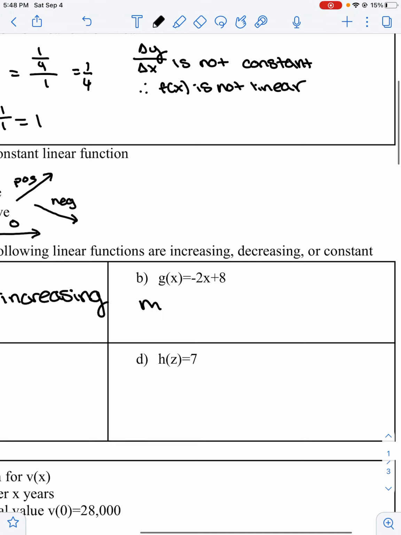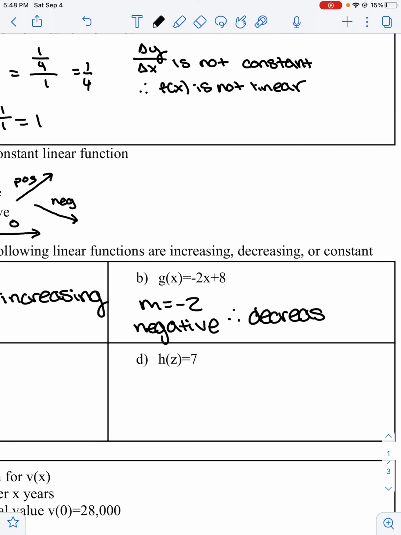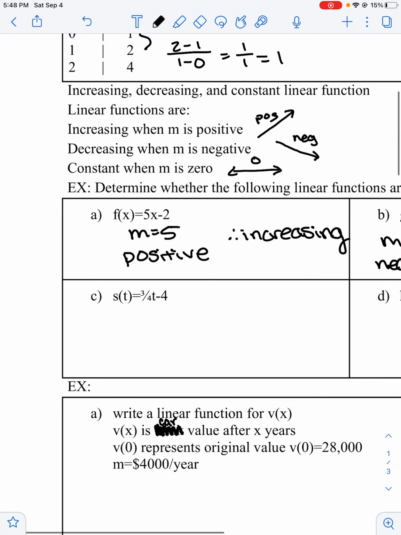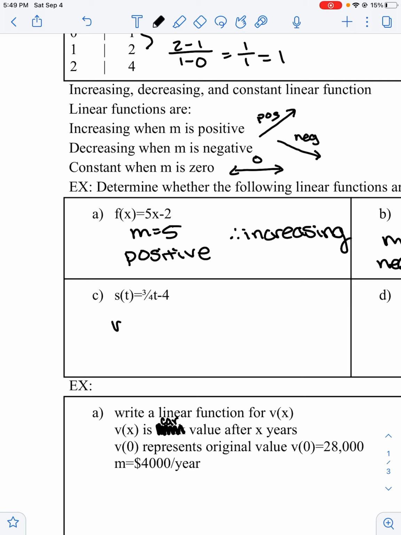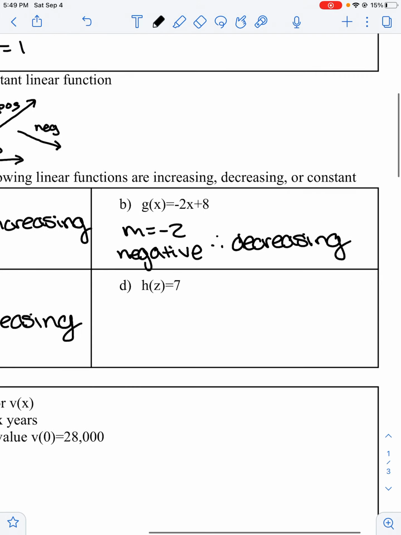In B, m is -2. That's negative. So therefore, it's decreasing. Then we have m equals 3/4. Even though it's a fraction, it is positive. So therefore, it's increasing. And lastly, there is no x here, so m is 0. So therefore, it's constant.